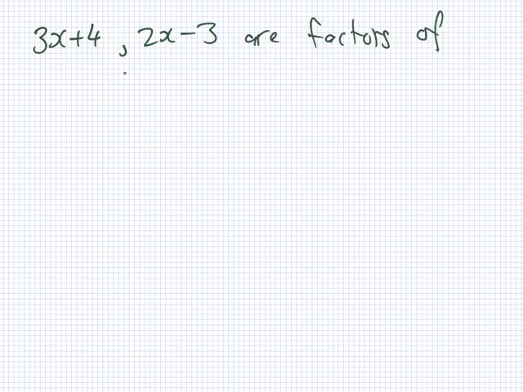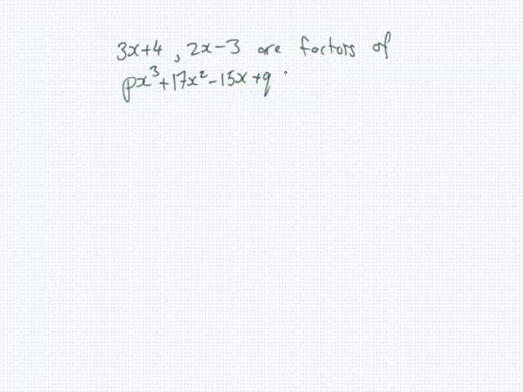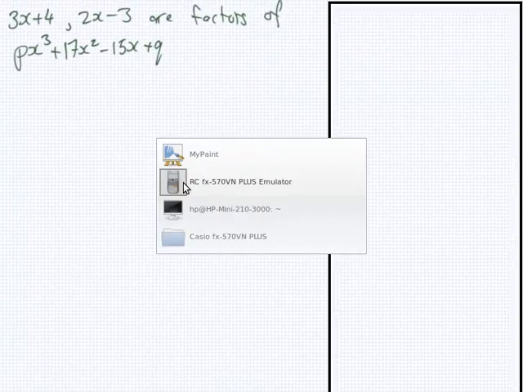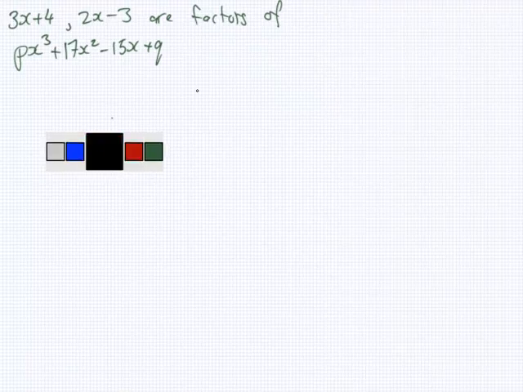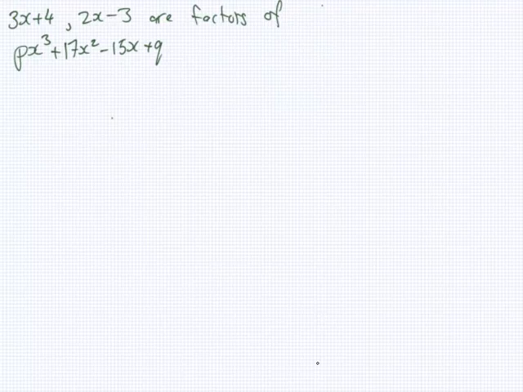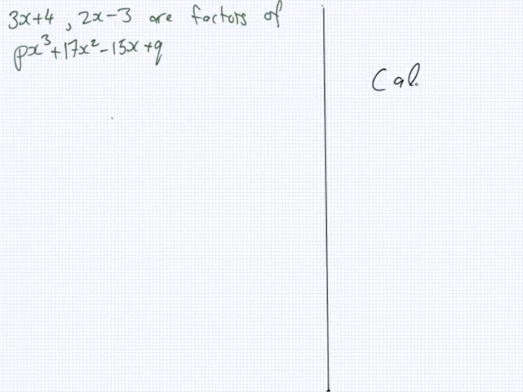The factors are 2x plus 4 and 2x minus 3. Let me write that 3 better. Like this? Yeah. These are factors of dx cubed plus 17x squared minus 15x plus cubed. Find p and q. Yeah, okay. Right. Let me just put a line here so I can leave space for my calculator. Calculator goes here.